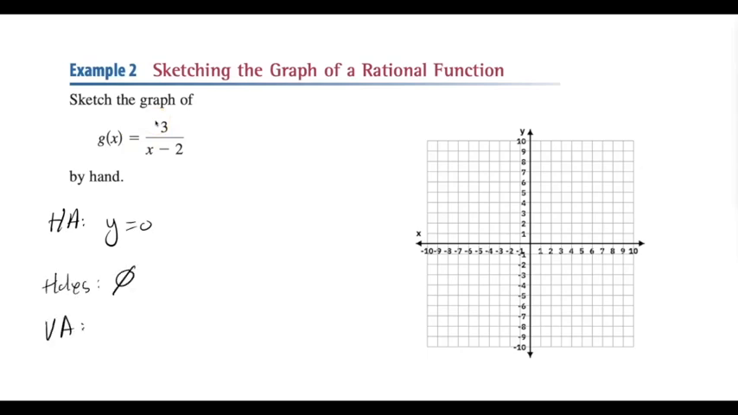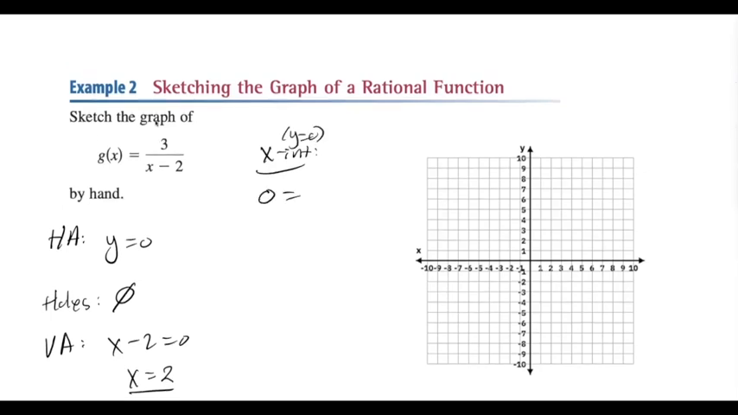Vertical asymptote: set the bottom equal to 0 and solve it. X equals 2. Let's find the x-intercept. Remember the way you do that: you set y equal to 0 and try to solve. So it's going to be 0 equals 3 over x minus 2. How do we solve this?